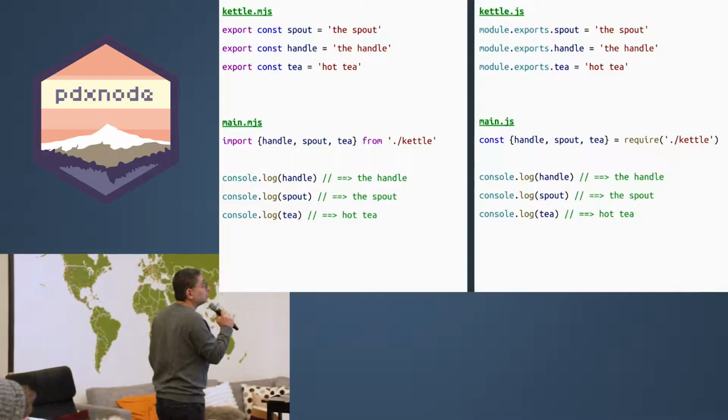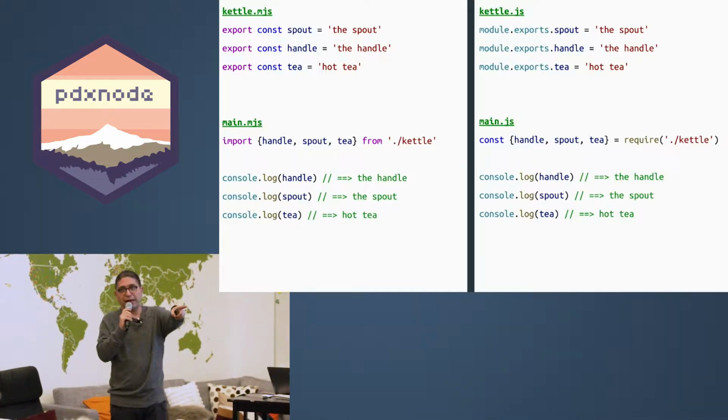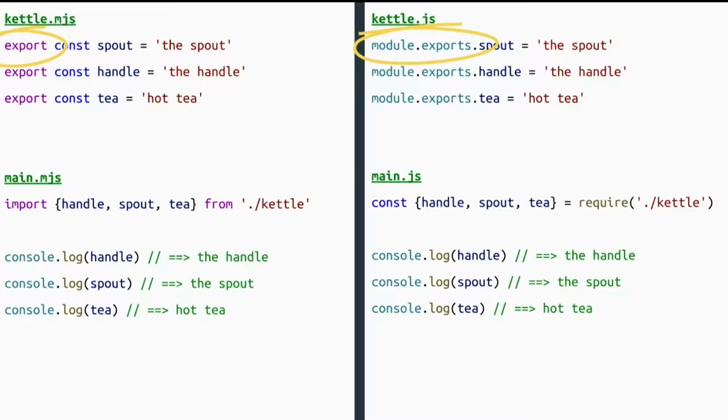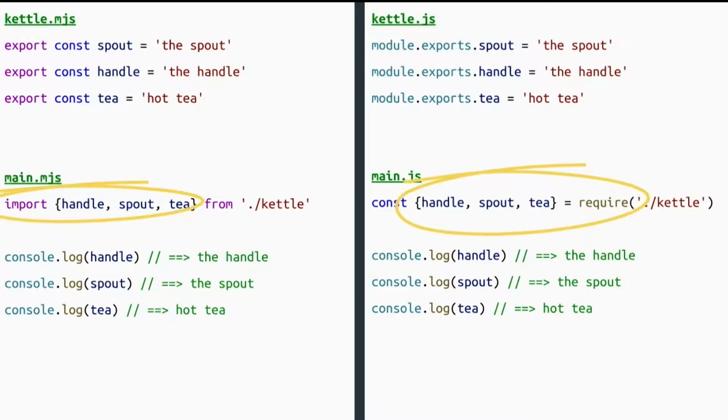Named exports. On the right, CJS, on the left, MJS. How do we do named exports in CJS? We do module.exports.spout equals whatever, module.exports.handle. You know it as exports.handle, exports.spout, but it's the same thing. In MJS, in ESM, it's all syntax. It's all part of the language standard, so you have a keyword, export. So you just export a variable, and boom, you've exported a named variable.